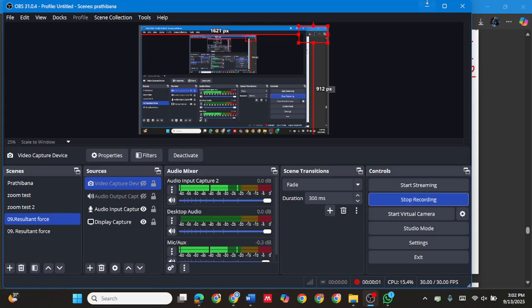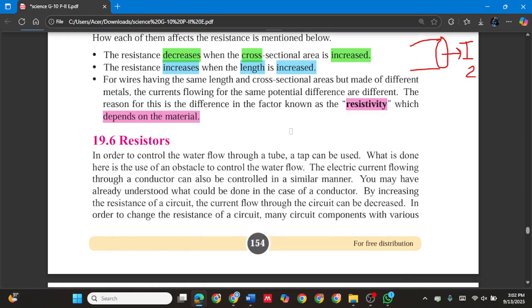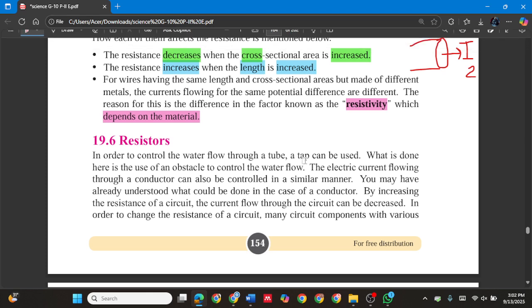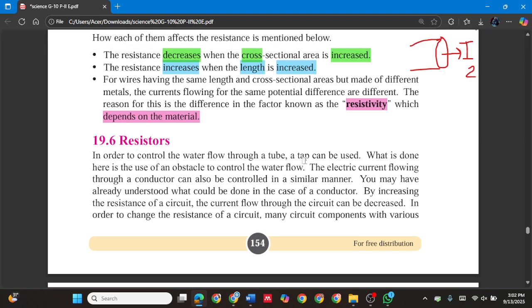Okay, now let us talk about resistors. In order to control the water flow through a tube, a tap can be used. What is done here is the use of an obstacle to control the water flow.